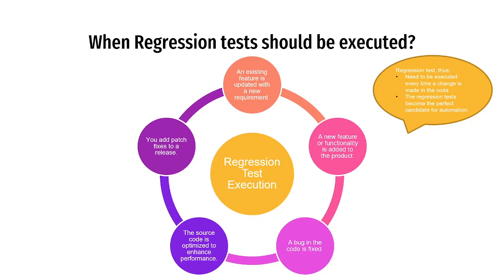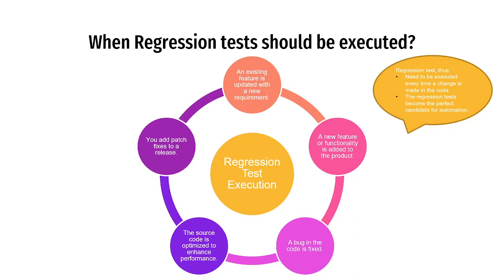Anytime a new feature or function is added to the product, make sure you're executing your regression test. A bug is fixed: it is a very debatable topic, but at least make sure that when there is a critical bug fix, you are executing your regression test, or at least define that cycle. Let's say I have fixed 20 bugs in a week. Now it's time to run the regression test just to see the impact.